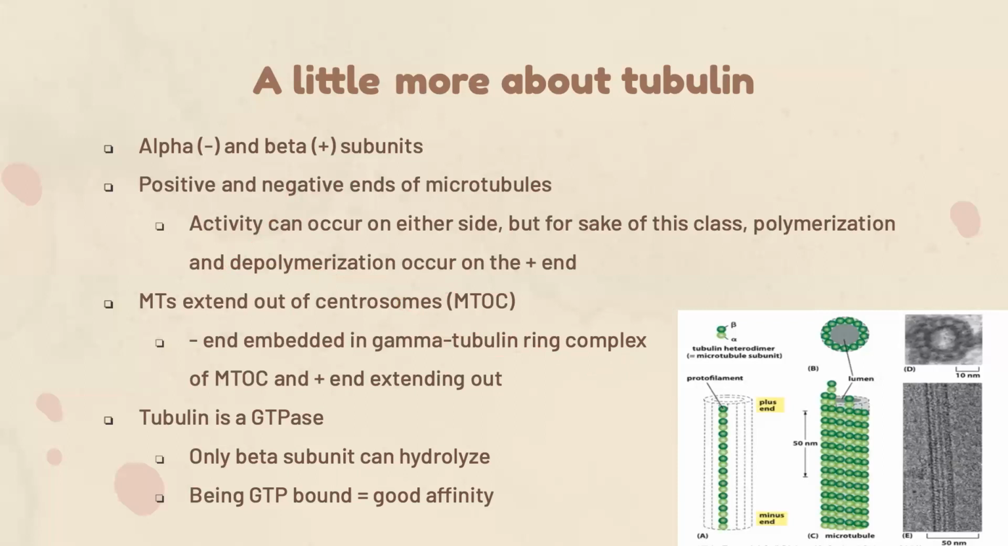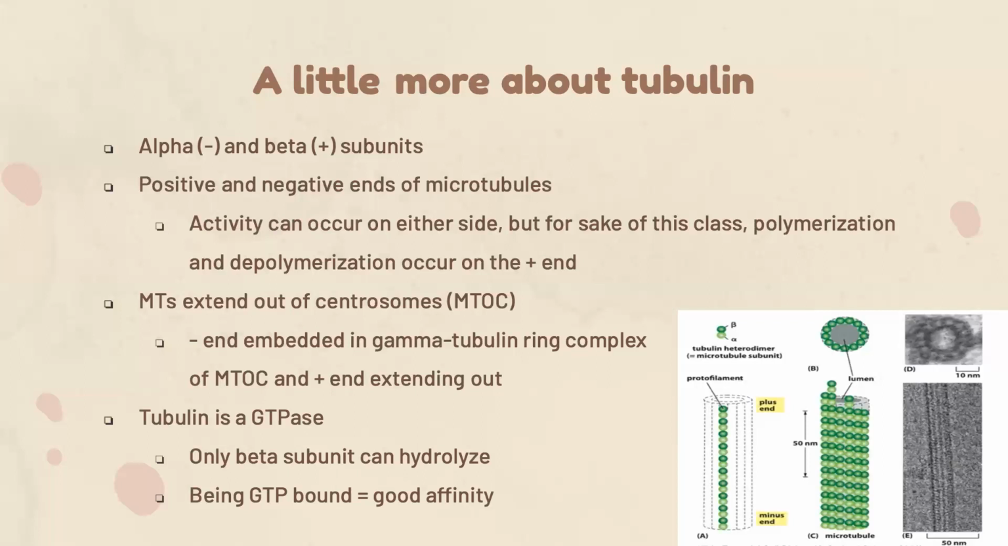And then really important, so tubulin is a GTPase. That means that it uses GTP and GDP. And so only the beta subunit can hydrolyze. So only the beta subunit can go from GTP to GDP.